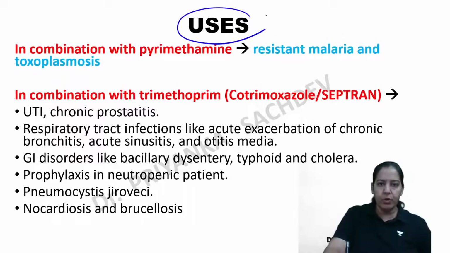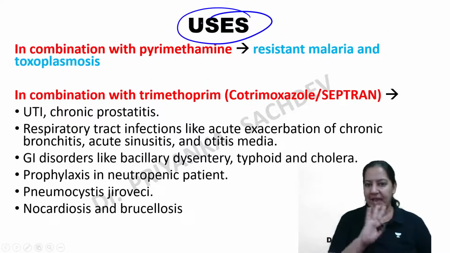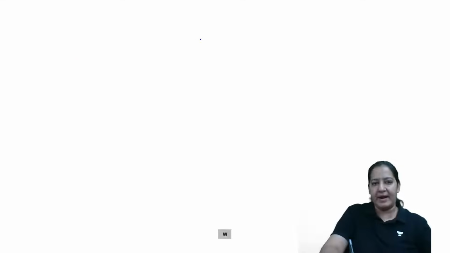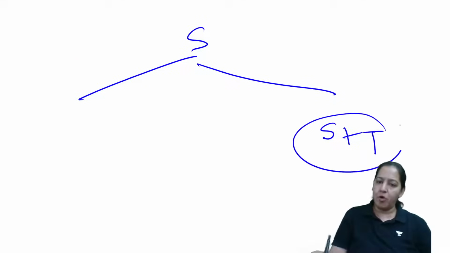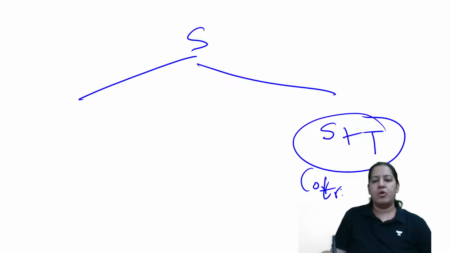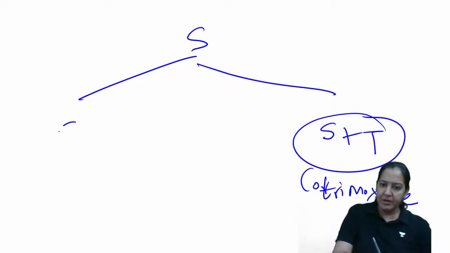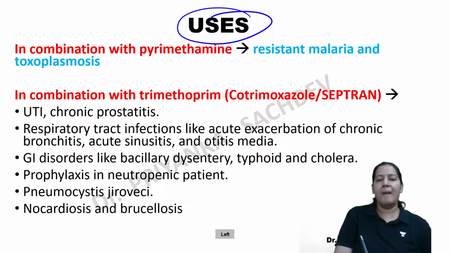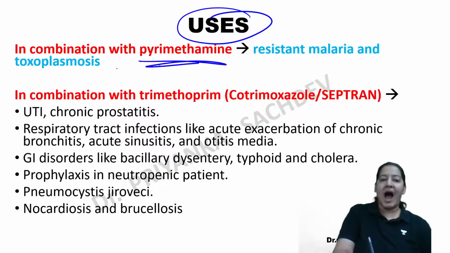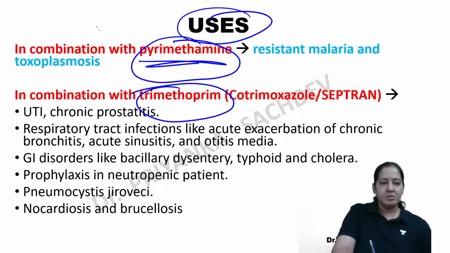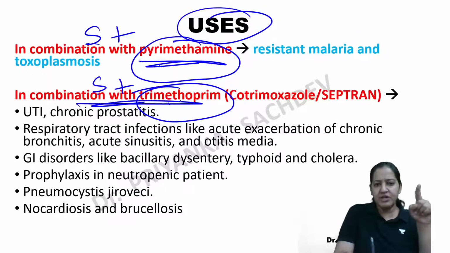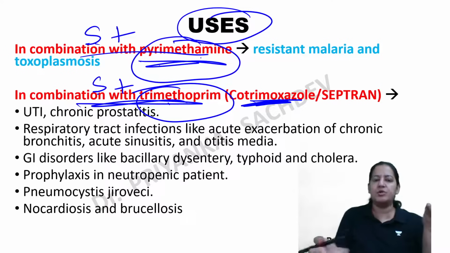Coming to the uses, as I have told you, it is never used alone. Sulfonamide is mostly used with trimethoprim, and the combination is known as cotrimoxazole. Cotrimoxazole, I guess everyone knows it. And the second combination, sulfonamide is used with pyrimethamine. Either it is used in combination with pyrimethamine or in combination with trimethoprim. So sulfonamide plus pyrimethamine and sulfonamide plus trimethoprim. The trimethoprim combination is known as cotrimoxazole. But the first combination has no peculiar name.